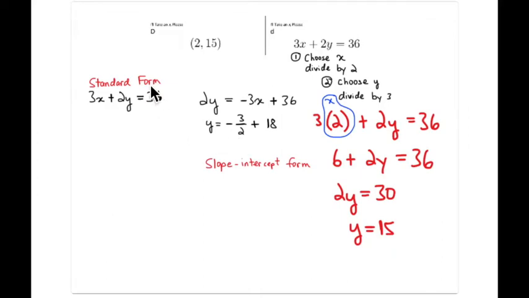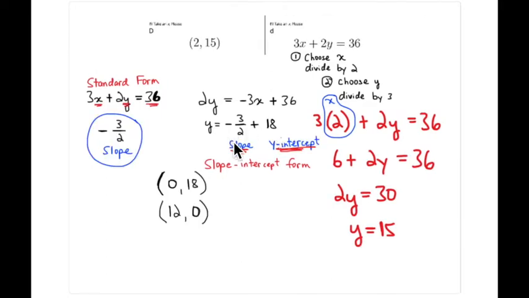So everything seems to be working. The slope-intercept form, this is the slope. This is the y-intercept. Oh, there should be an x here. I left out an x. Sorry about that. So this should be a negative 3 halves x plus 18. So this is the slope, and this is the y-intercept. So the slope is a negative 3 halves. The y-intercept is a positive 18. Remember, there should be an x here.